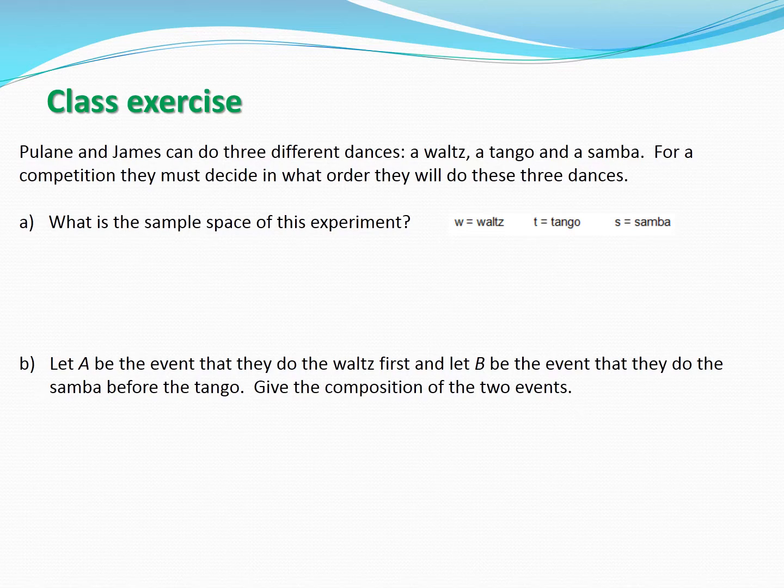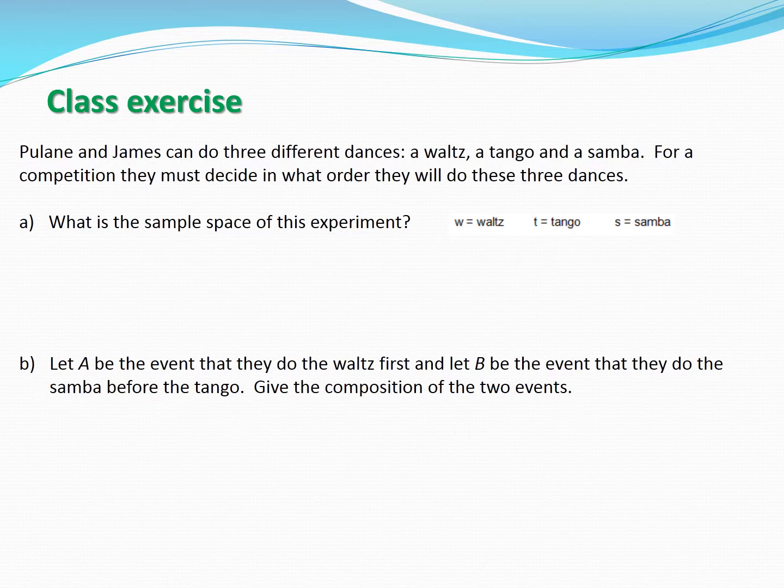I tell you that Belani and James can do 3 different dances, a waltz, a tango and a samba. And for a competition, they must decide in which order they want to do these 3 dances. So we can let W denote waltz, T tango and S denote the samba. So for question A, I want you to list the outcomes of the sample space, and for B to list the outcomes for these 2 events, please. So event A is the event that they do the waltz first, and B is the event that they do the samba before the tango.